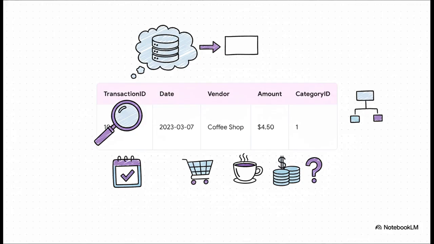This is our first specialized table, the transactions table. Now look at the columns here. We have a unique transaction ID, that's just a number. We've got the date, the vendor name, and the amount. But check out that last column, category ID. Notice it's not the word food, it's just a number. Hang on to that thought for a second.